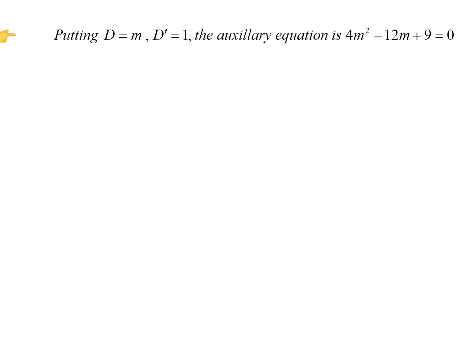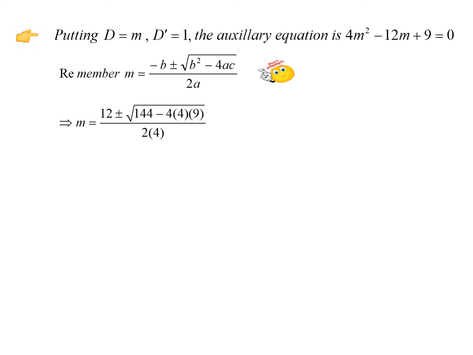So first let us find the complementary function. For that we need to put D equal to m and D' equal to 1. So the equation becomes 4m squared minus 12m plus 9 equal to 0. Let us solve this. It's a quadratic equation. So remember, this is the root formula for a quadratic equation: minus b plus or minus root of b squared minus 4ac, by 2a. Use that formula. You have minus b, that gives you 12, plus or minus root of b squared. B squared is 12 squared, that is 144, minus 4 into a into c.